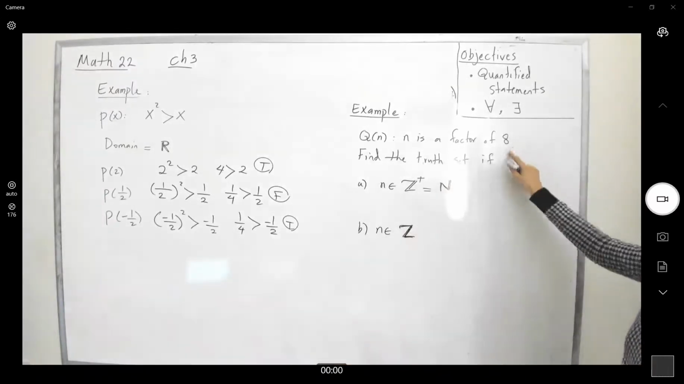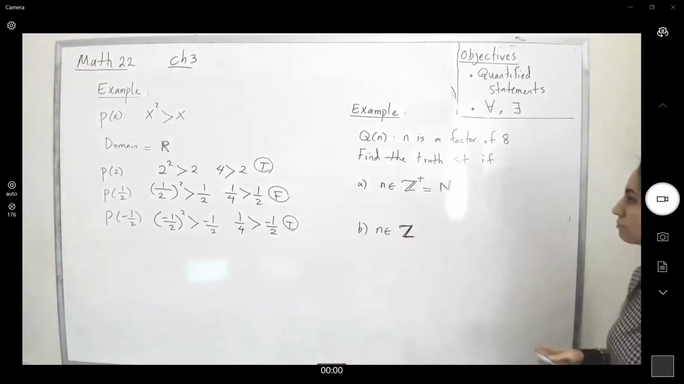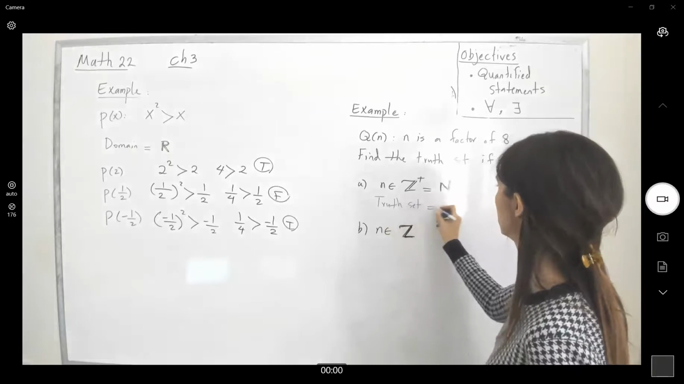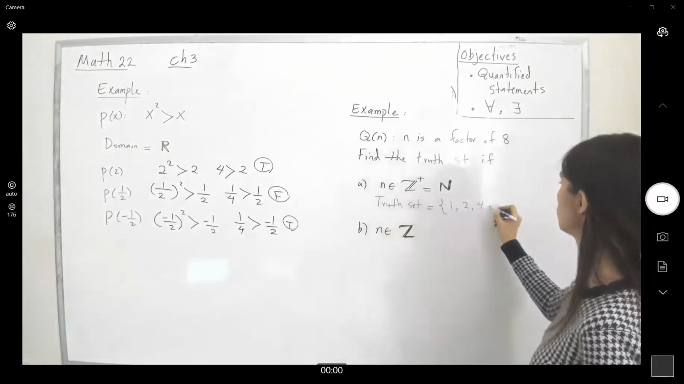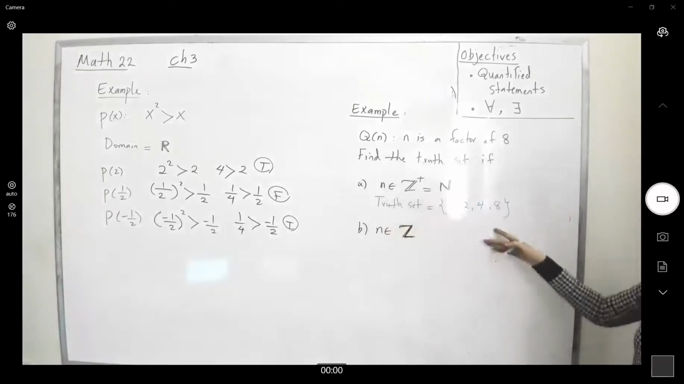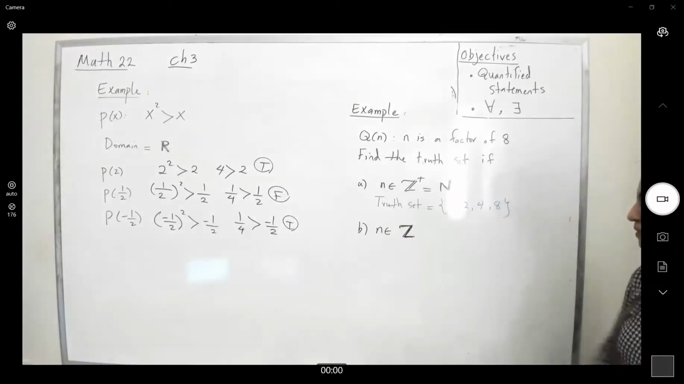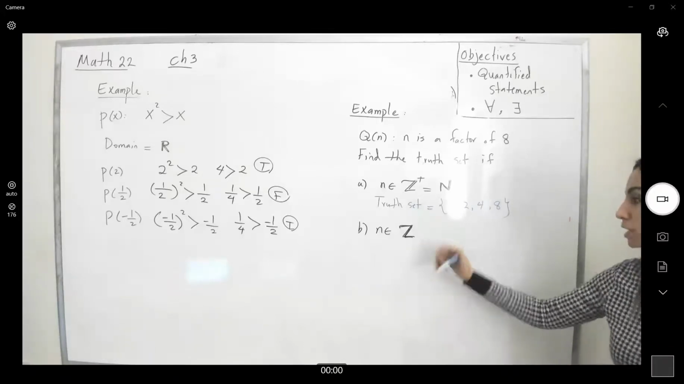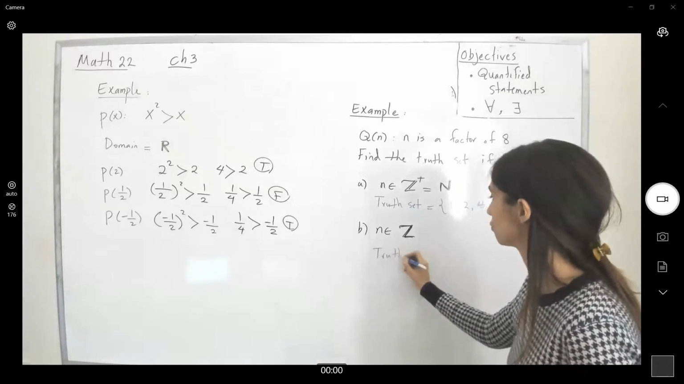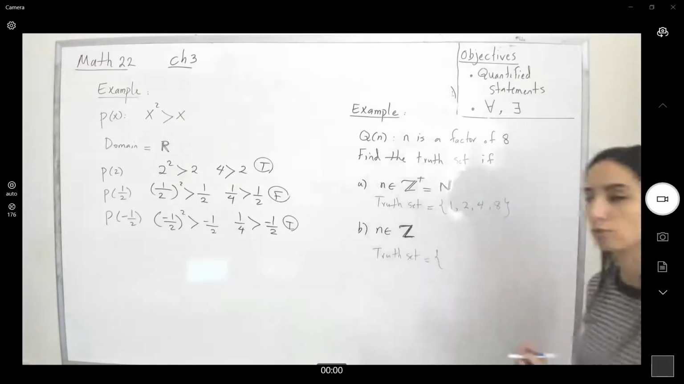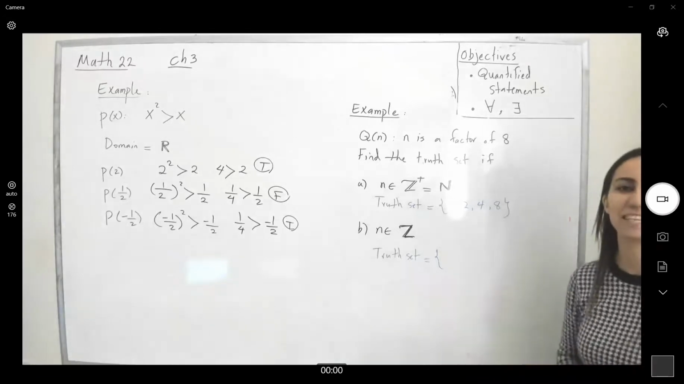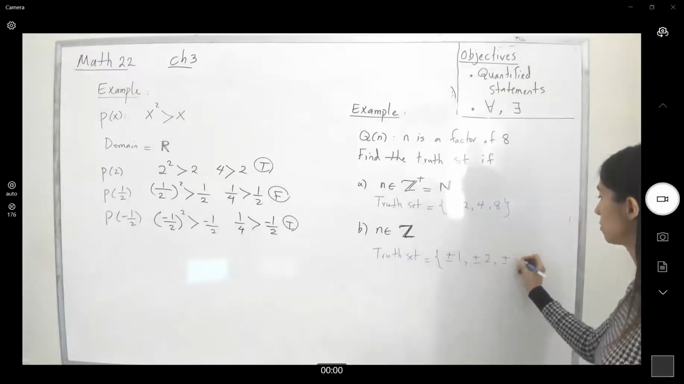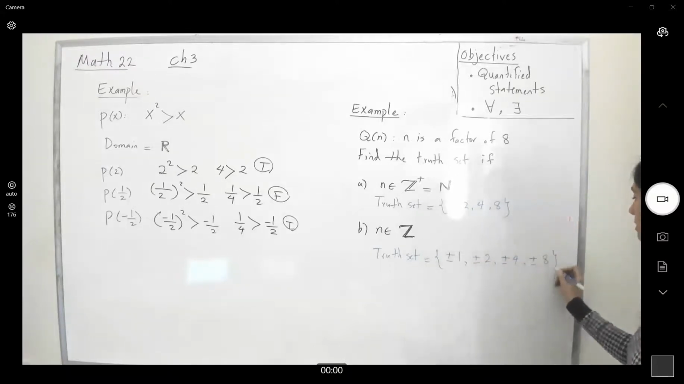So, factors of 8. In this case, the truth set can be 1, 2, 4, and 8. All of these are factors of 8. What if I change the domain to be all signed numbers? In this case, the truth set includes positive and negative numbers: plus minus 1, plus minus 2, plus minus 4, and plus minus 8.